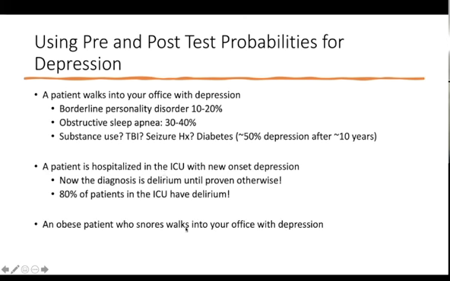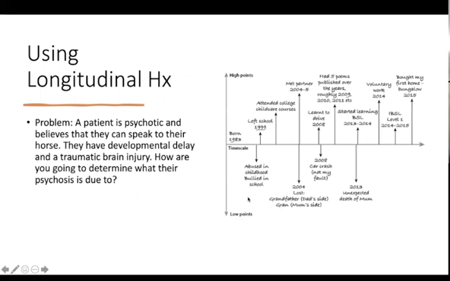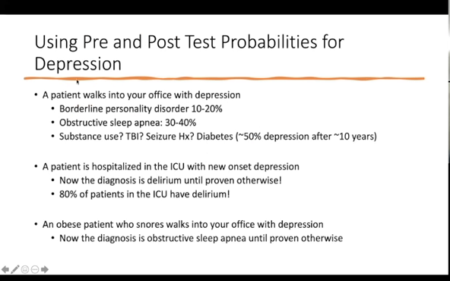Now, let's say a patient who snores walks into your office with depression. Before they snore, the odds are 30 to 40%. This is before they're obese and have a thick neck and are older. Before they snore, the odds of them having sleep apnea is 30 to 40%. Now they're snoring, so the odds just went up. This is an example of not just a pre-test probability, but also a post-test probability, because I've been given new information: they're snoring. So that's it for pre and post-test probability.